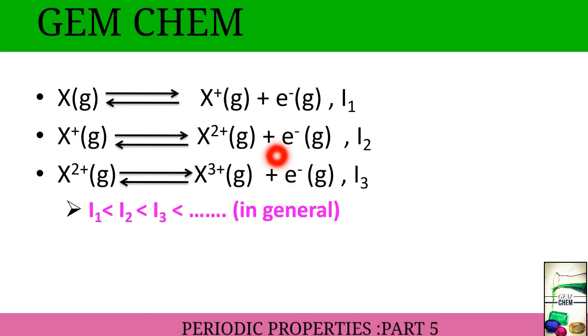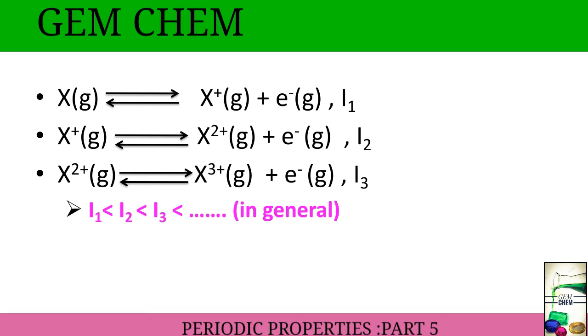Now see this one. When it loses one electron, we have I1. When it loses a second electron, we get I2. And when it loses a third electron, we get I3. And generally this is the pattern: the energy required for losing the first electron is much lesser than the second, which is much lesser than the third. Why is it so?